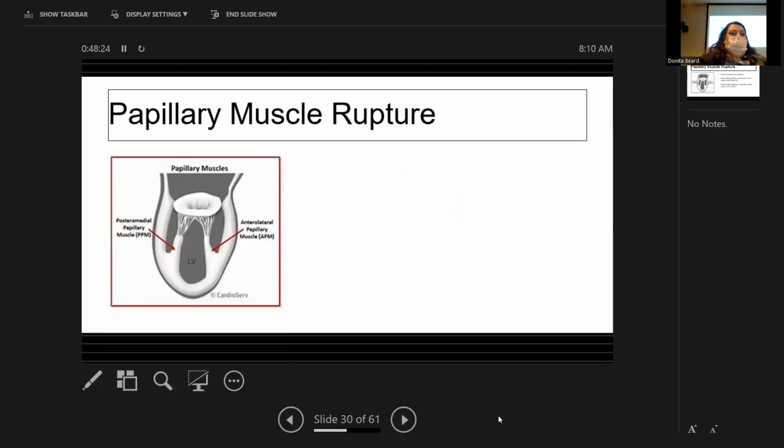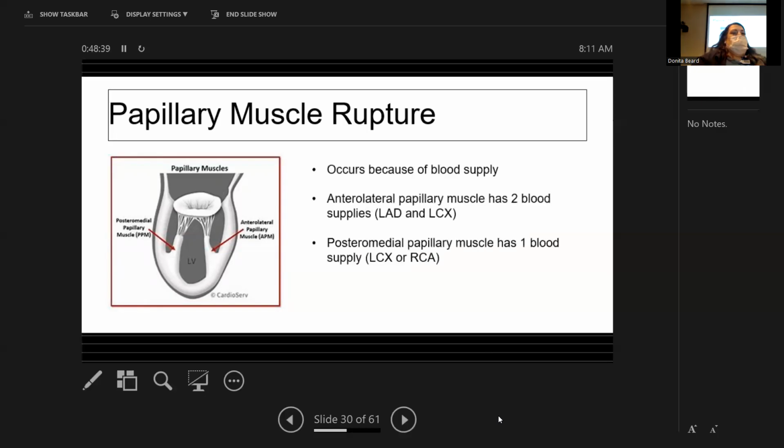So this is the mitral valve. So you have a posterior medial papillary muscle and an anterolateral papillary muscle. And you can kind of see there's the papillary muscle at the bottom, and then the cords that attach to the papillary muscle. Usually you have papillary muscle rupture because of blood supply issues. So most common papillary muscle to rupture is the posterior medial because it only has one blood supply. It either is supplied by the circumflex or it's supplied by the RCA. The anterolateral has 2 sources of blood supply, and so usually that does fine.